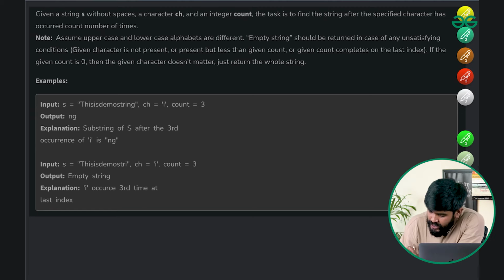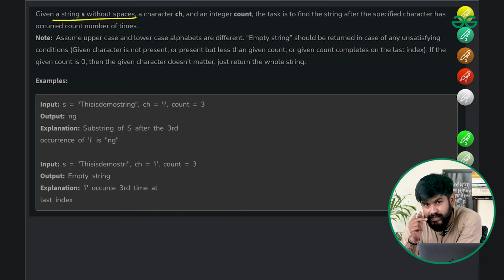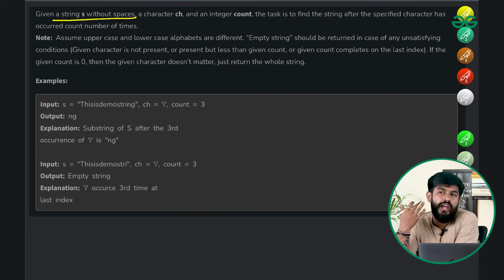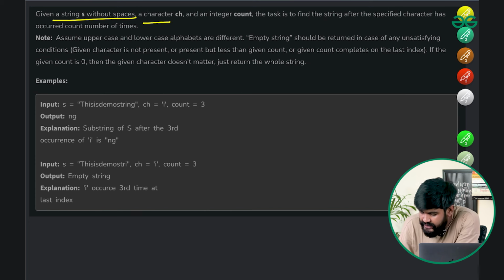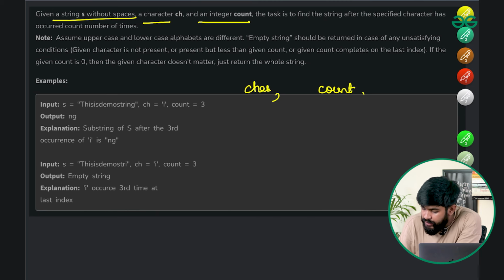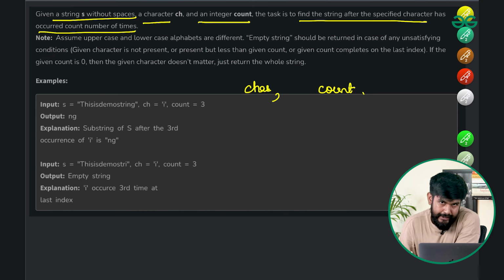In this question, you are given a string which does not contain any spaces. So if this is not a function, and it came in an OA, you just need to do one input of it. You don't need to write an input line of it. Just input the string and that would work fine. Then you are given a character ch and an integer count. Find the string after the specified character has occurred count number of times.